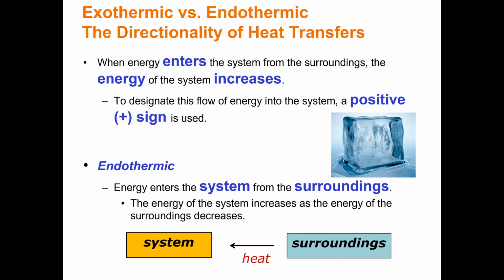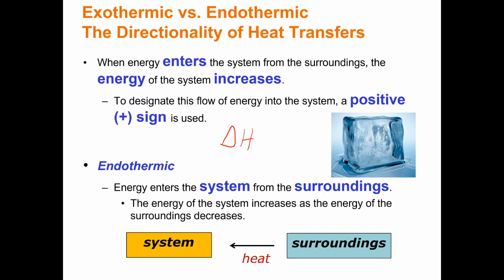We can also have an endothermic process. So here, heat enters the system from the surroundings. Okay, so from the system's point of view, its energy increases. Okay, so we give this a positive sign. So we'd have maybe a positive delta H instead of negative. Okay, and we call this an endothermic process.